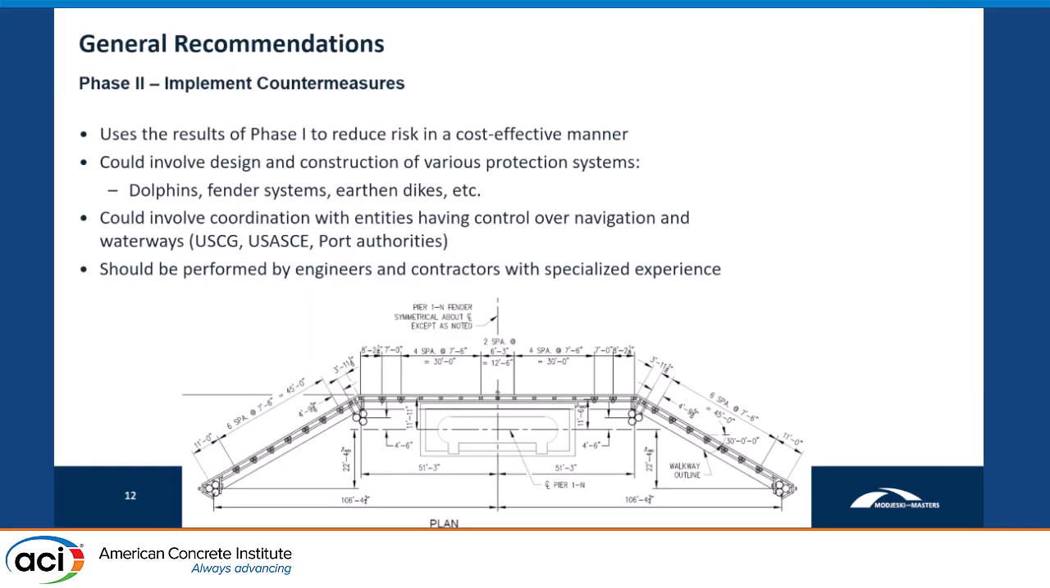And then if it's determined that countermeasures will need to be implemented, there are different options for how these countermeasures could be installed: either dolphins, fender systems, earthen islands, or strengthening the pier itself. This would involve coordination with the Army Corps, which would be in charge of things like dredging and making the channel, and the Coast Guard, which would permit the different ships to use the channel.